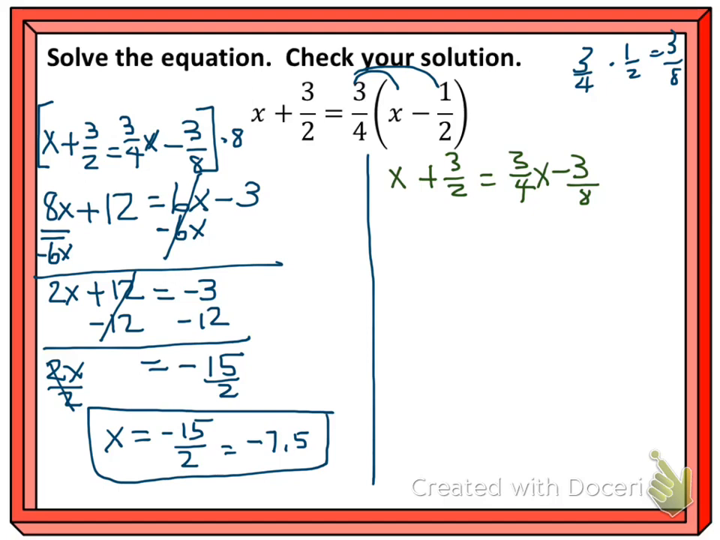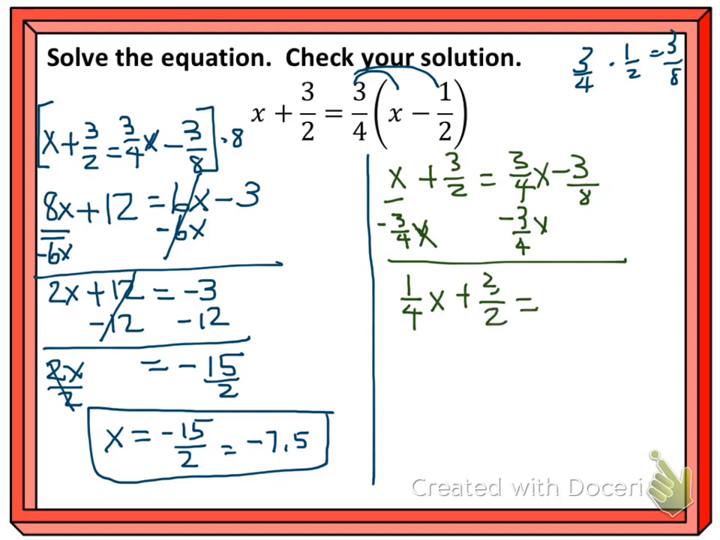Okay, so then I would do the same thing. I have more x's over here. There's one of them, and I need to take away 3/4 x on both sides. Minus 3/4 x. Okay, so on the left-hand side, if I have one thing and I take away 3/4 of it, what do I have left? I've got 1/4 x. Plus, bring down my 3 halves is equal to, these ones will cancel, minus 3/8.